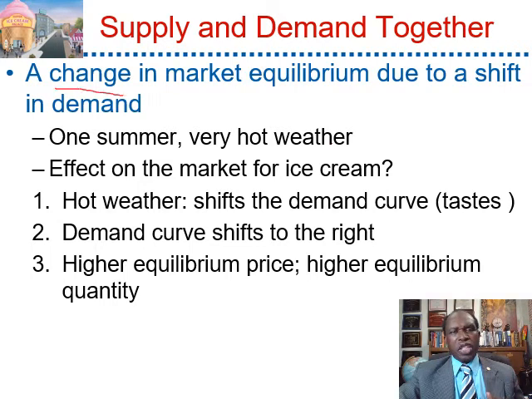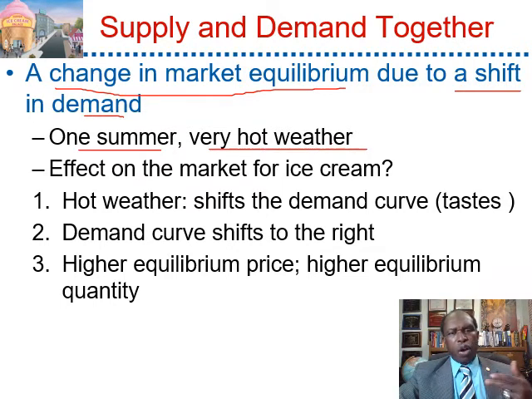Let's begin with a change in market equilibrium due to a shift in demand. Let's apply the three steps of analyzing change in equilibrium. For instance, one summer there is very hot weather. How is this going to impact the market for ice cream?